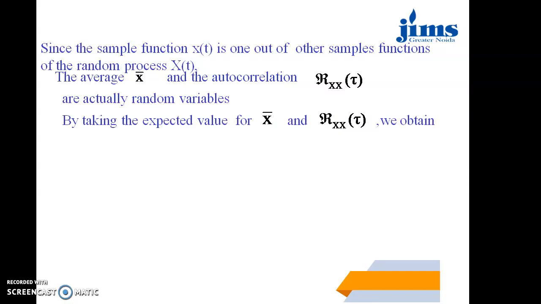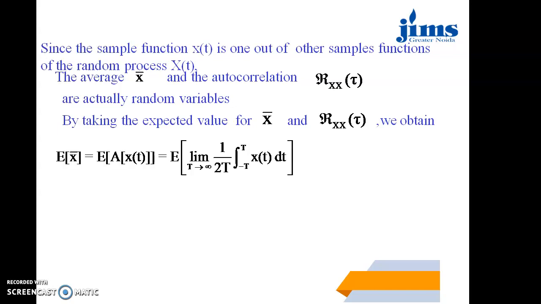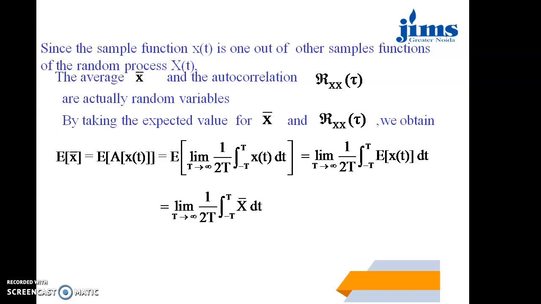So the expectation and autocorrelation functions are determined first. Expectation is determined as E of X bar, where X bar is A of x(t). So E of the limit T tends to infinity of 1 upon 2T, integral from minus T to T of x(t) dt. E can also be taken inside the integration, so it becomes the limit T tends to infinity of 1 upon 2T, integral from minus T to T of X bar dt, and it is also equal to X bar times 1, which is equal to X bar.